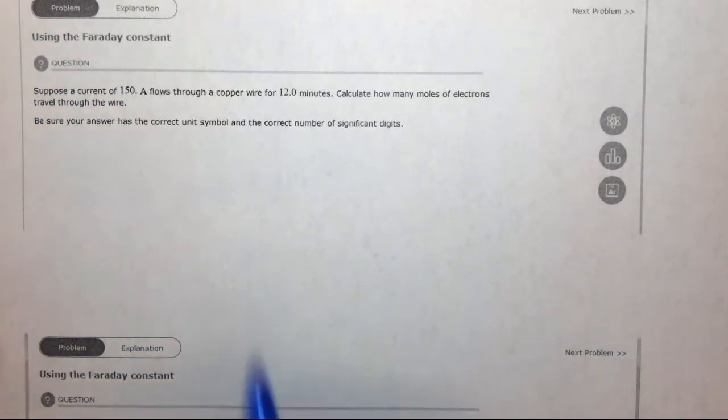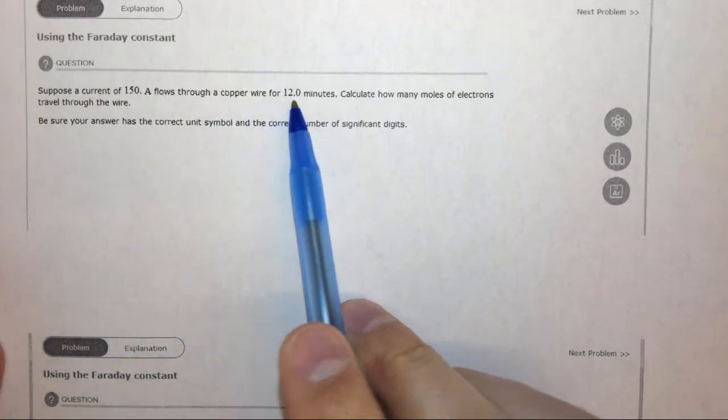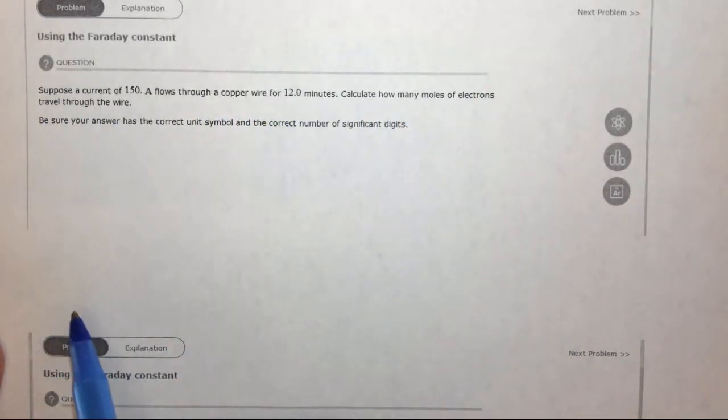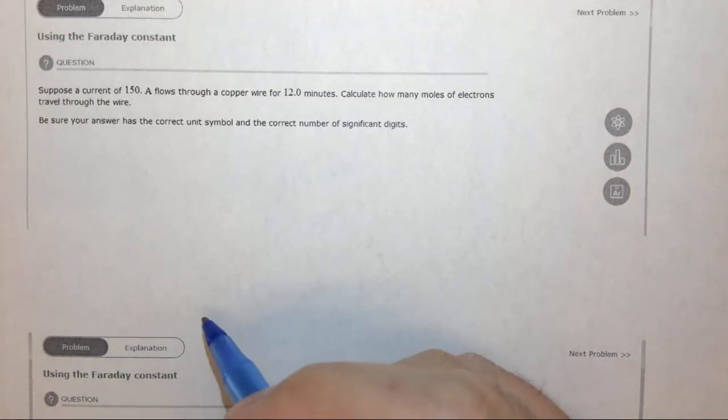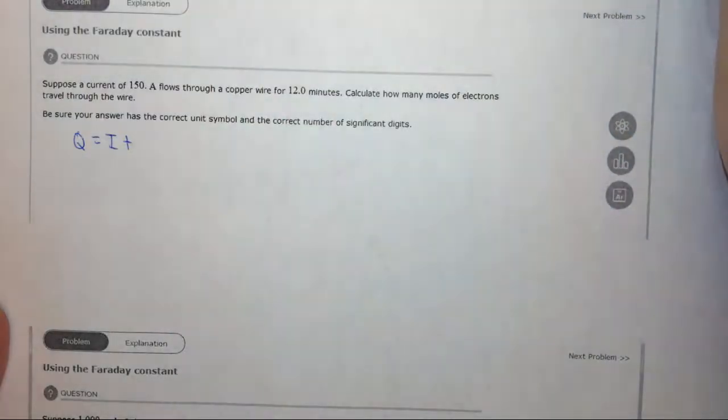In this question it says, suppose a current of 150 amps flows through a copper wire for 12 minutes. Calculate how many moles of electrons travel through the wire. So in order to solve this, we need to use the same equation as the previous question on this playlist, which is Q, the charge, equals I, the current, times T, the time.